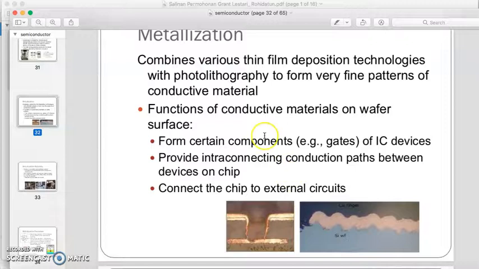So the conductive material formed in the IC is to provide the connection between the chip and the external circuit, provide interconnecting conduction paths between devices or chips on the chip, and also act as components formed by certain components such as gates in the IC devices.